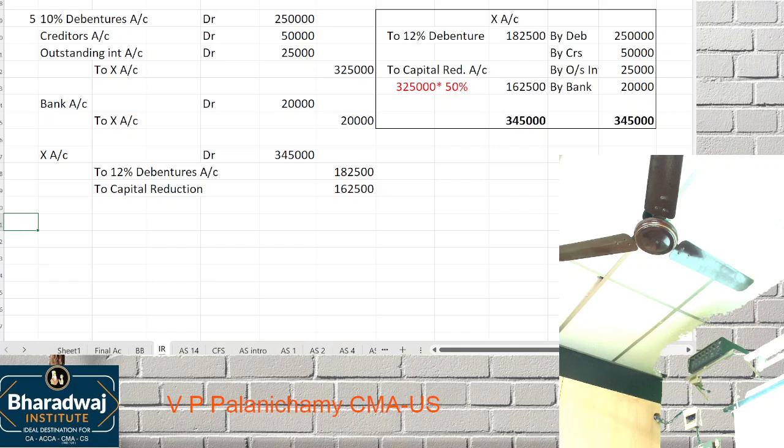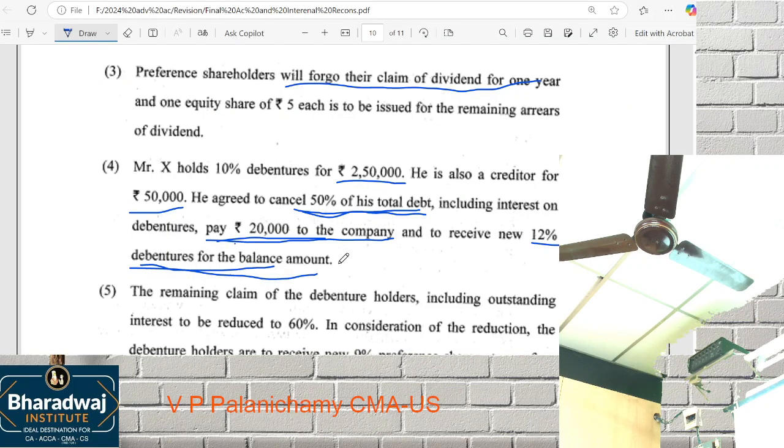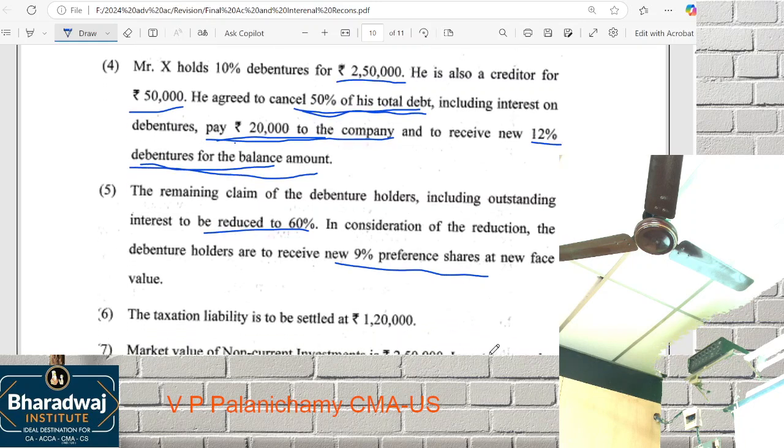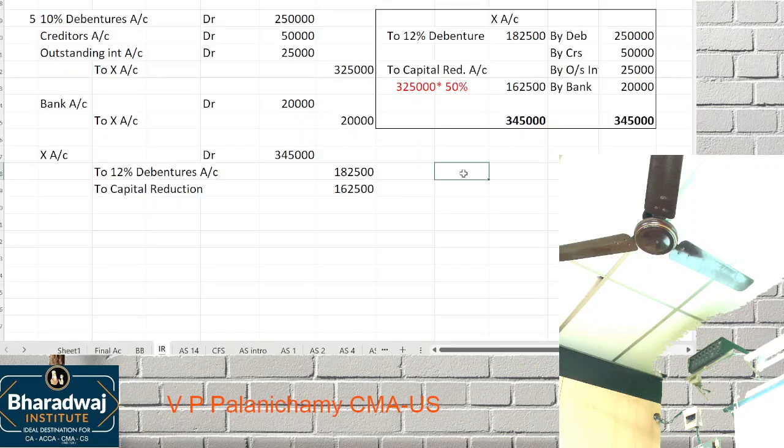What is the next one given? The remaining claim of debenture holders, including outstanding interest, to be reduced to what? 60%. They are given what? New preference shares at the new face value. What is the total debentures? 2 lakh.